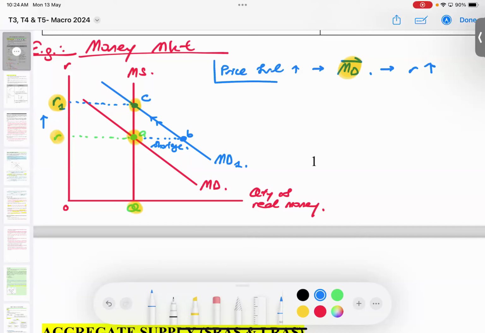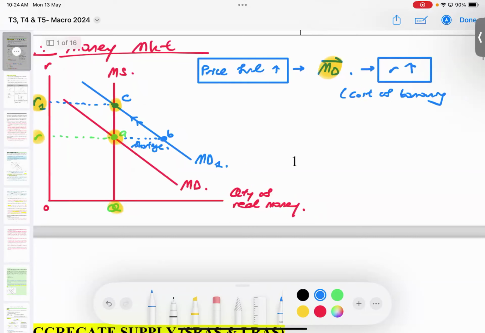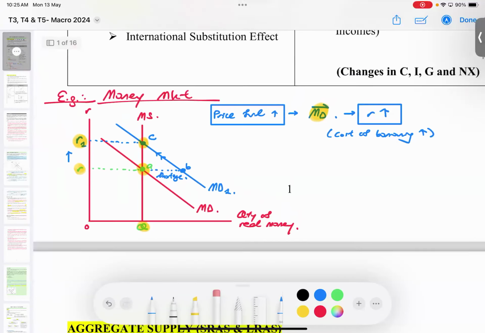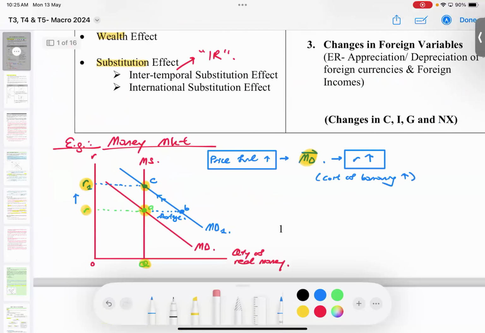Now you can see the relationship being formed. When the interest rate becomes higher, that means the cost of borrowing becomes high. That means consumption will reduce and investment will reduce, so people will spend less and invest less. That will cause the quantity of real GDP demanded to go down. So that's what I call the intertemporal effects.